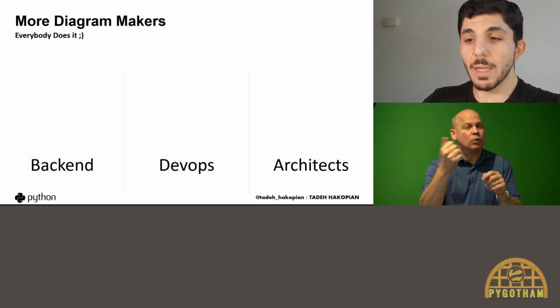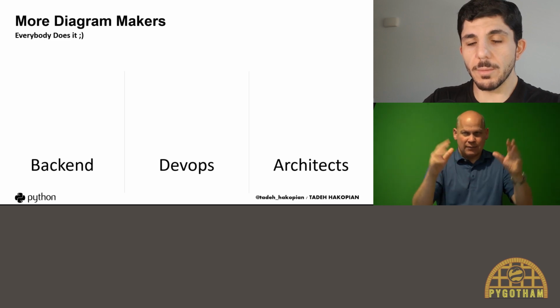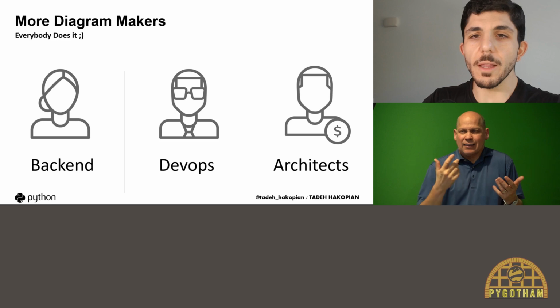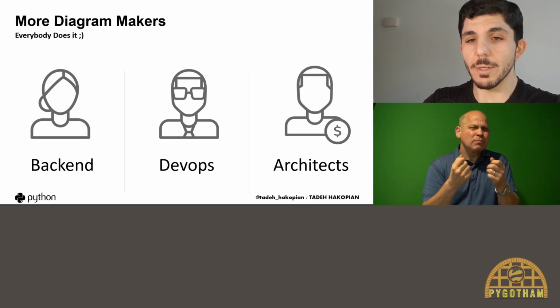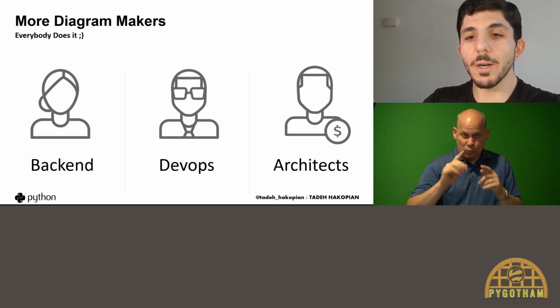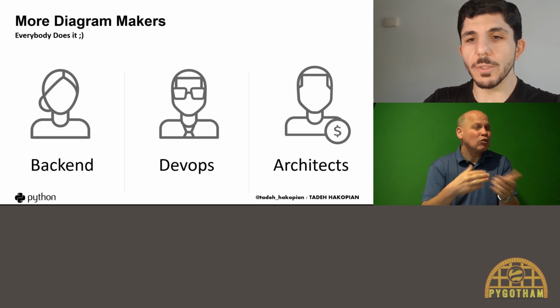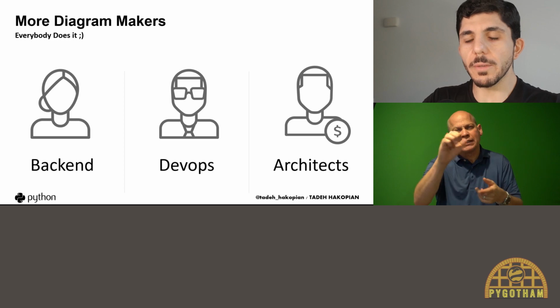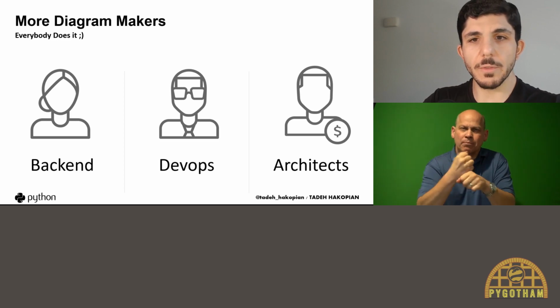And everybody makes diagrams these days. Back end, front end, DevOps, architects. The architect has a dollar symbol because he spends the most money on the project. But we all work on diagrams regardless of the resources we have at our disposal. So it's important to be aware of how to do a good job making diagrams.